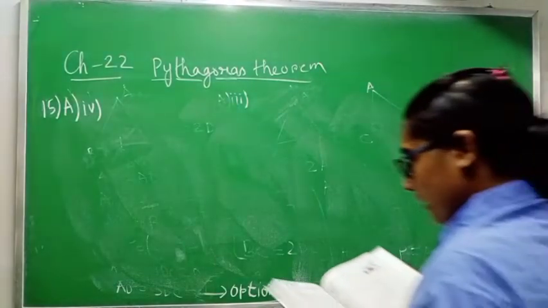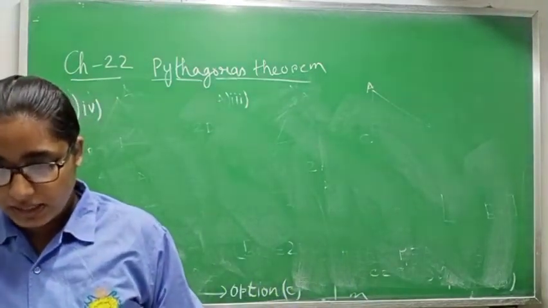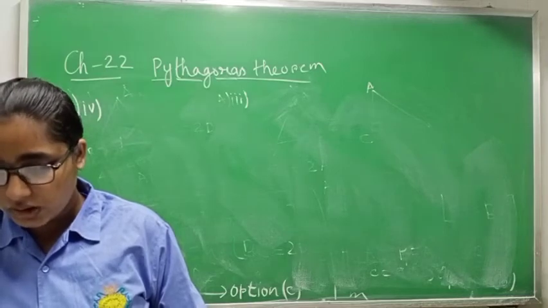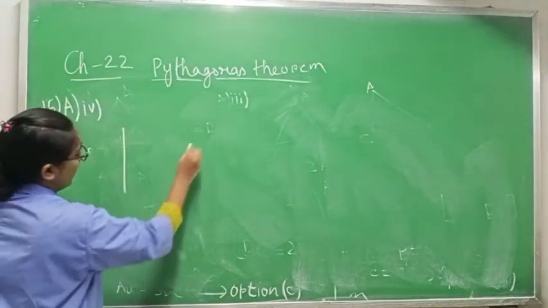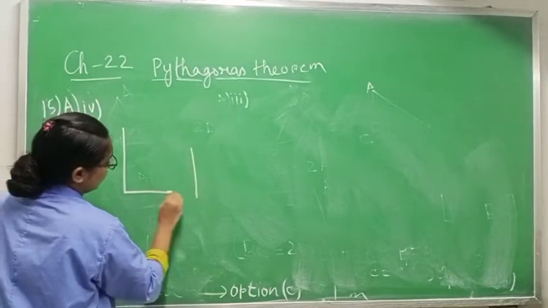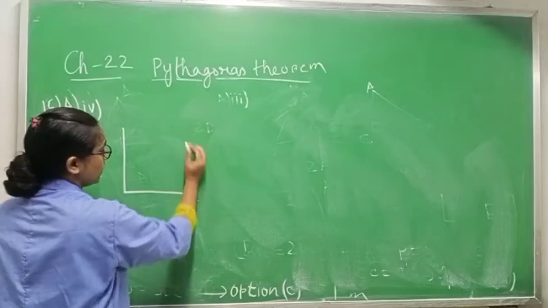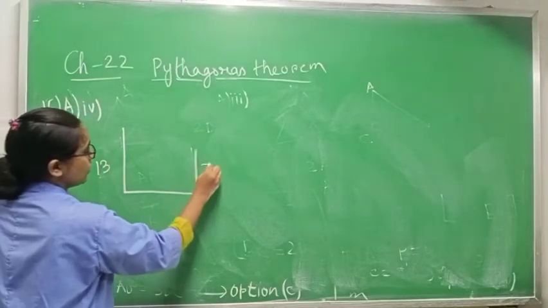Now class 10, exercise 15.4: two rods of 13 meter length and 7 meter length are situated perpendicularly on the ground. So there are two rods, one is 13 and one is 7. Of course 13 is greater than 7, that is why I am making this one smaller than the first one. So this one is 13 and this one is 7.